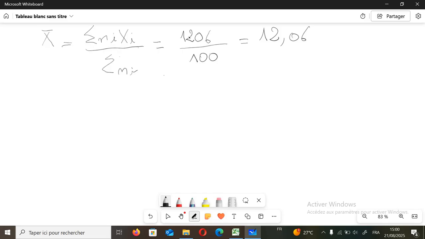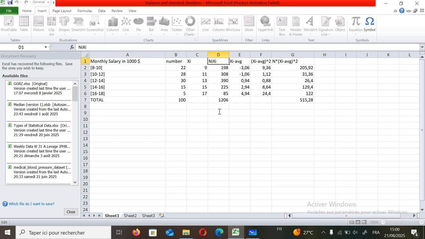is 12,060 dollars, which is approximately 12K. It's 12.06K. Okay, so the average, which is x bar, is 12.06.